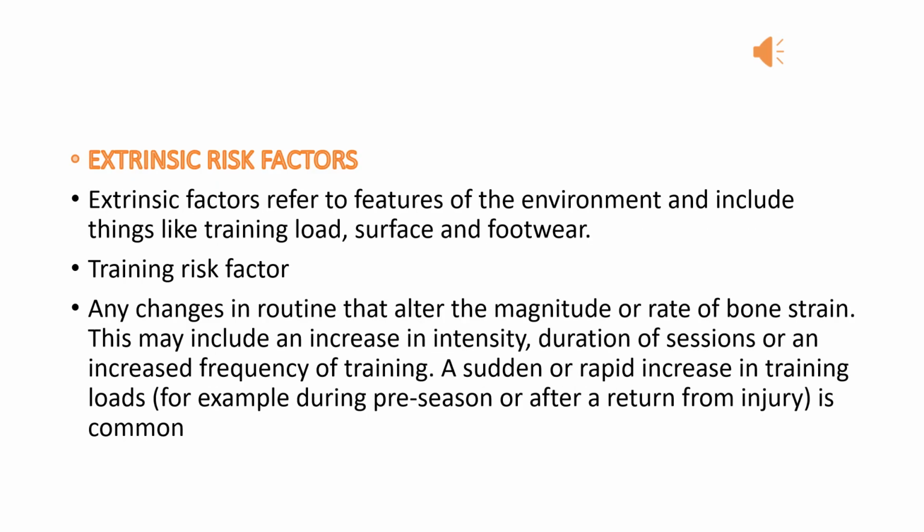Extrinsic risk factors. Extrinsic factors refer to features of the environment and include things like training load, surface, and footwear. Training risk factor. Any changes in routine that alter the magnitude or rate of bone strain. This may include an increase in intensity, duration of sessions, or an increased frequency of training. A sudden or rapid increase in training loads, for example during pre-season or after a return from injury, is common.